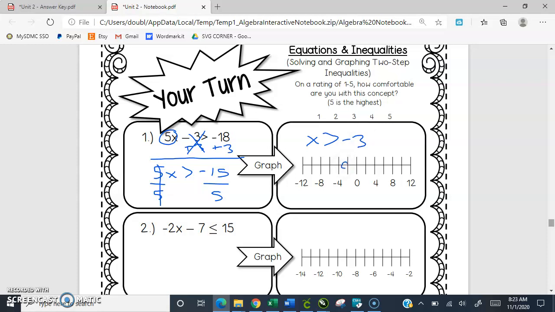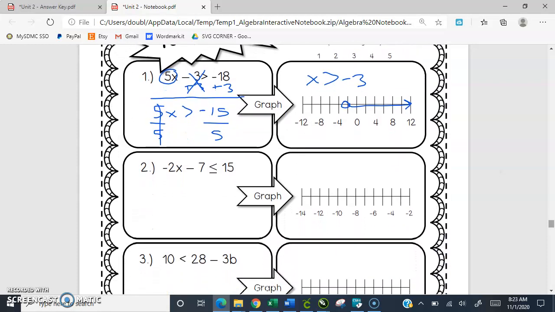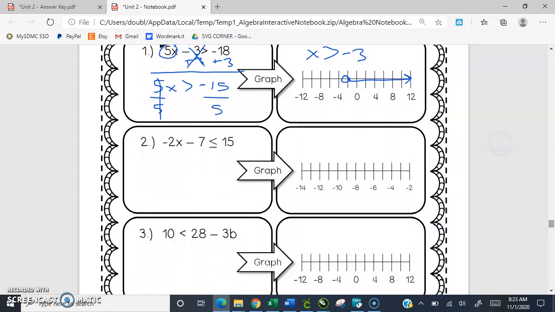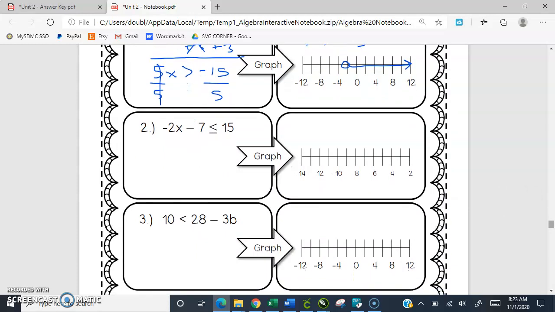Okay, and negative 3 looks like it's in between that line right there. And since it says greater than, that means we're going to the right. Open circle too, because it doesn't have an equal to sign. And if I'm going too fast for you, pause it.